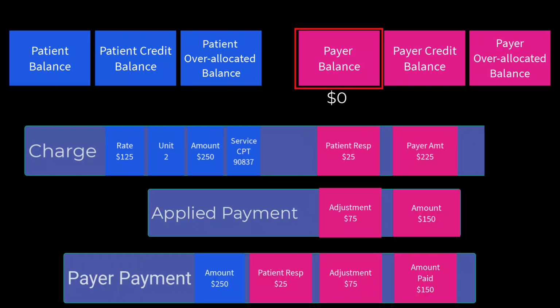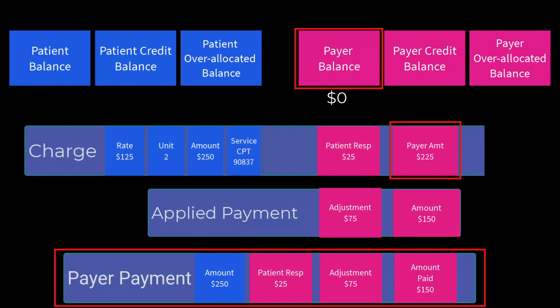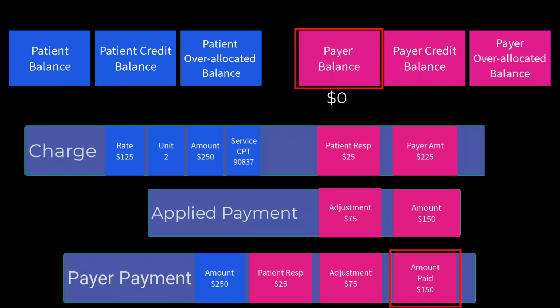Payer balances work the same way as patient balances, except you'll be dealing with the payer amount on the charge and a payer payment. The amount of the payer payment works the same as the amount on the patient payment. However, the payer payment amount is considered in the context of the original amount that was requested to be paid, the patient responsibility, and an adjustment to indicate why the actual amount paid is less than the total amount requested minus the patient responsibility.